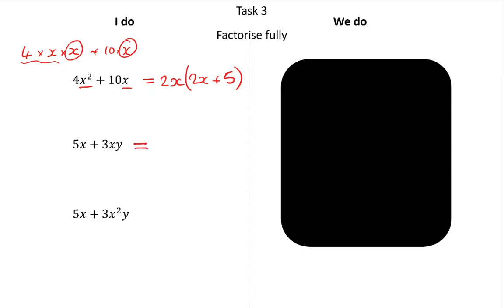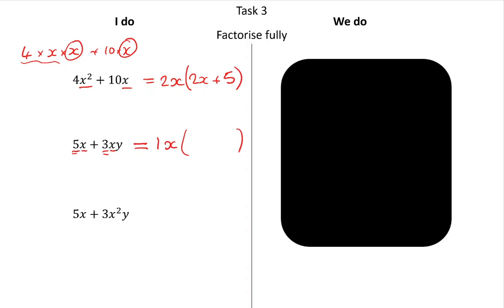Again, we'll start with the numbers. Highest common factor of 5 and 3 is just 1. So we could put a 1 outside the brackets if we want to, but we don't usually write the 1. Let's look at the letters. Both lists have an x, so we can definitely take an x outside. But there's only a y in this term, not the other one. So we can't take y out as a factor.